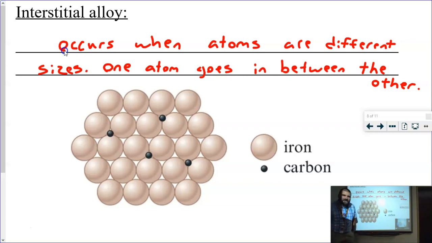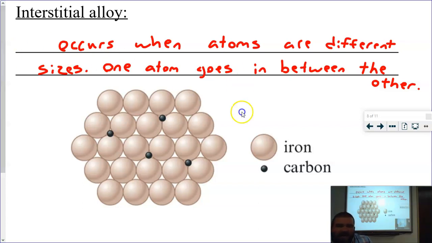This is steel. Okay? The alloy of steel, which you come into contact with every single day, we have steel everywhere in our society, is carbon and iron mixed together. But iron is way the heck bigger than carbon. So when you mix these two elements to make an alloy, the little carbons fit right in between these little spaces of the iron atoms. And this is called an interstitial alloy.